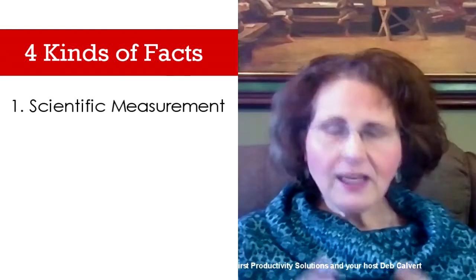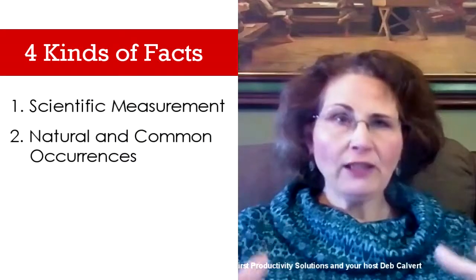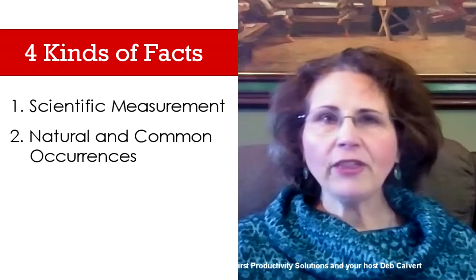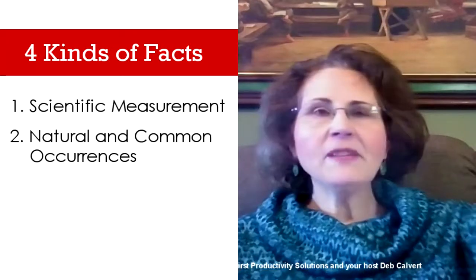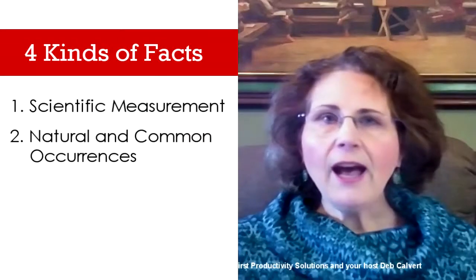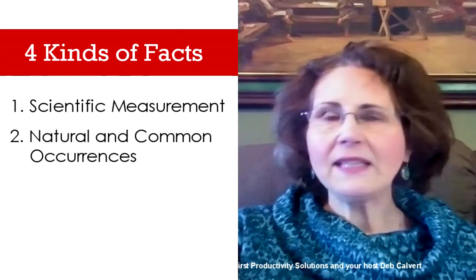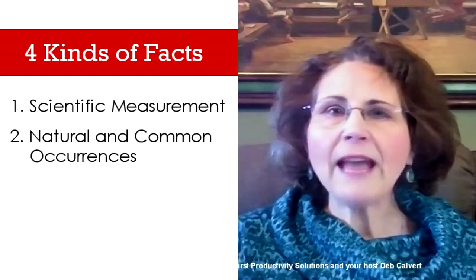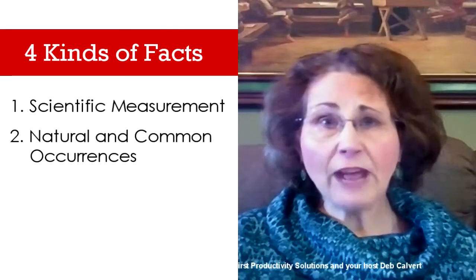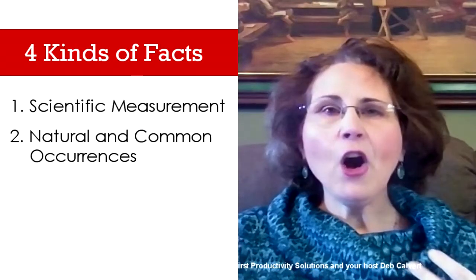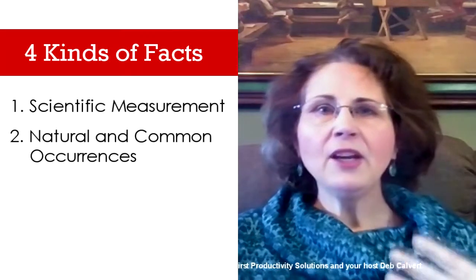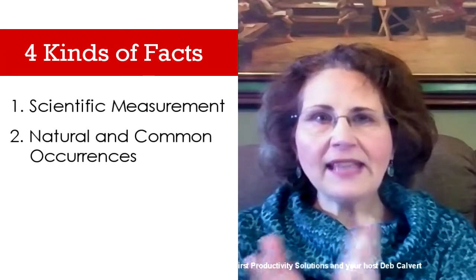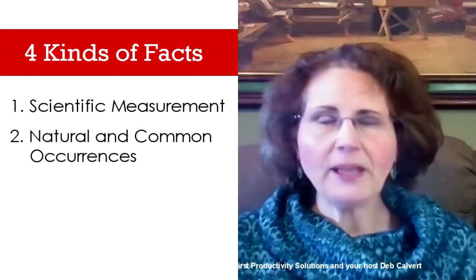The second kind of fact is a natural occurrence that we all experience in common. Natural occurrences are things like the tide comes in at its highest when the moon is full. The sun rises in the east and sets in the west. Certain kinds of clouds indicate that it's more likely to rain today. These are natural occurrences. They are regular. We can all agree that they happen and mean the same thing every time. There's no dispute, there's no opinion.